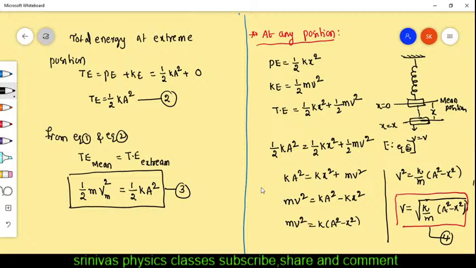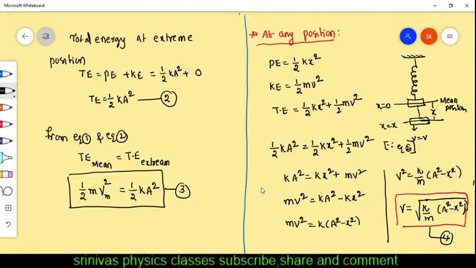Firstly, we derived one thing, the law of conservation of energy in case of oscillations of a loaded spring. Law of conservation of energy means what? Total energy should be constant. Then total energy is constant for the loaded spring. That means at the mean position we find the total energy, at the extreme position we find the total energy, and we equate both because, according to the law of conservation of energy, total energy should be equal.